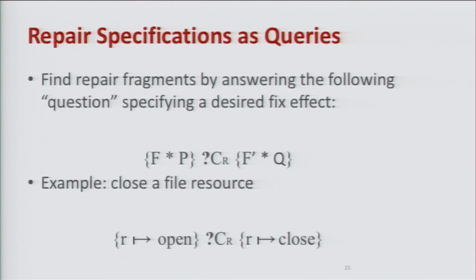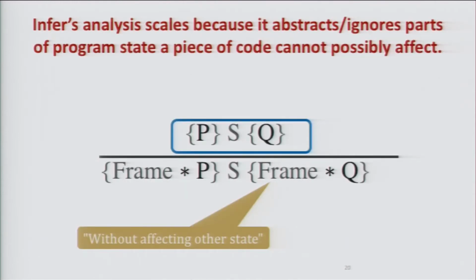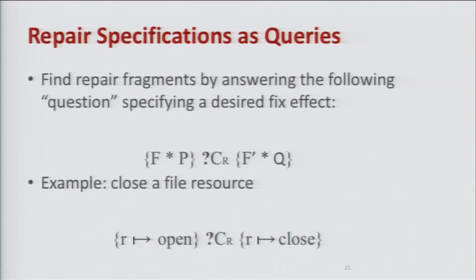Our insight here is that we can do the same reasoning, but asking a slightly different question. If you look at this frame rule, the question it's asking is, what does this statement affect and what does it not affect? We say, can we find a statement that affects only the thing we care about, which is to say, whether a file handle is closed? Because if we can find something that allows that inference rule to discharge, it means that that piece of code does exactly what we want it to do.